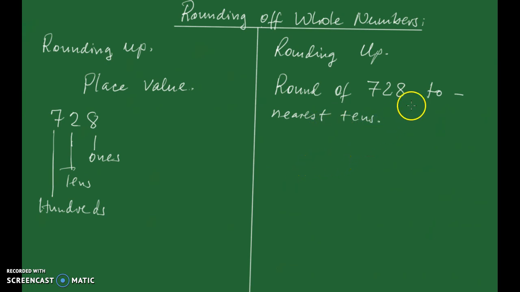Ones, tens, right? 728. So we are rounding to the nearest tens. If you don't know place value, you cannot go on. So we put a demarcation here. These are tens, these are ones, and these are tens. So we are rounding to the nearest tens here. Now, because 8 is bigger than 5, we can round this up. So we are going to add 1 here.